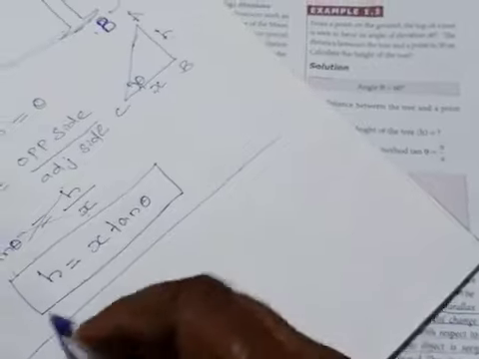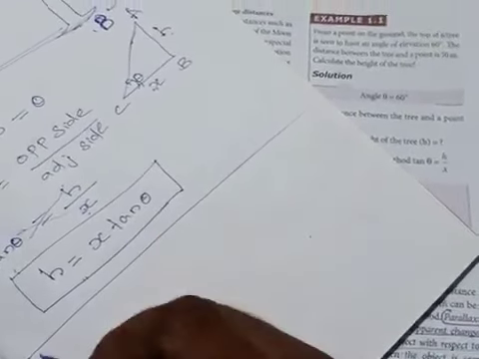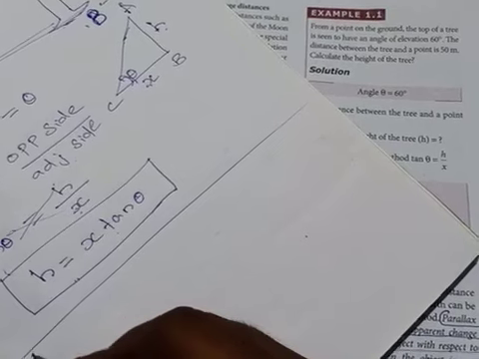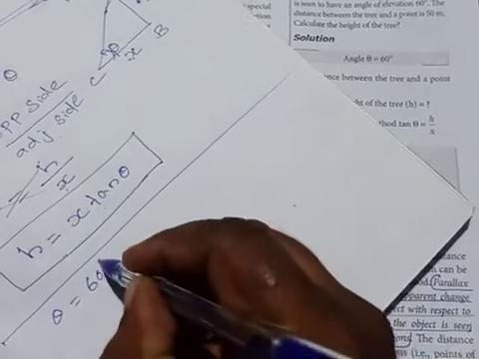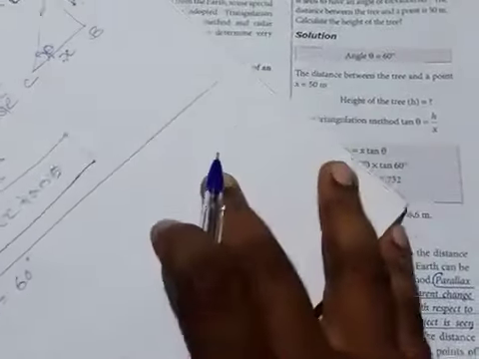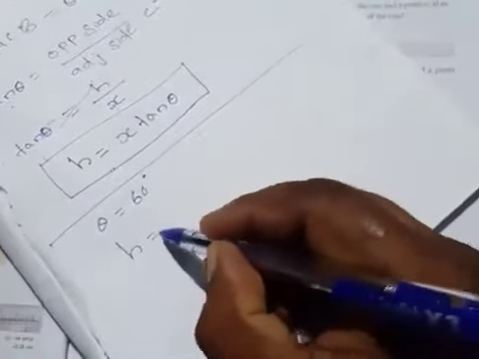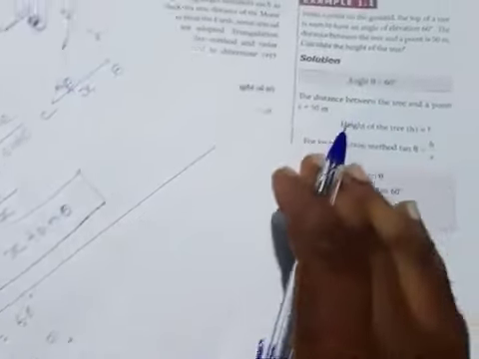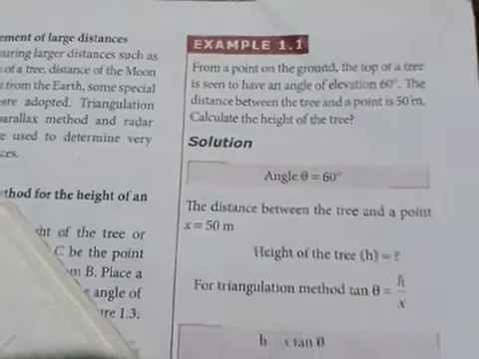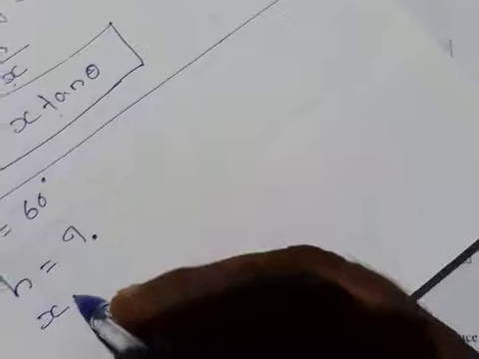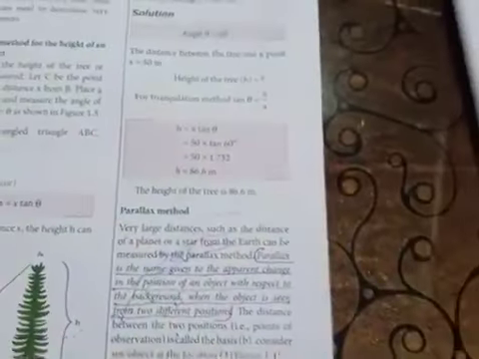We know that our formula is h is equal to x tan theta. From a point on the ground, the top of a tree is seen to have an angle of elevation, so angle theta is equal to 60 degree. So the theta value we got. We need to find out the height of the tree, and one more piece of information is given: the distance between the tree and the observer's point is 50 meters. So x is equal to 50 meter. So this much information is given.